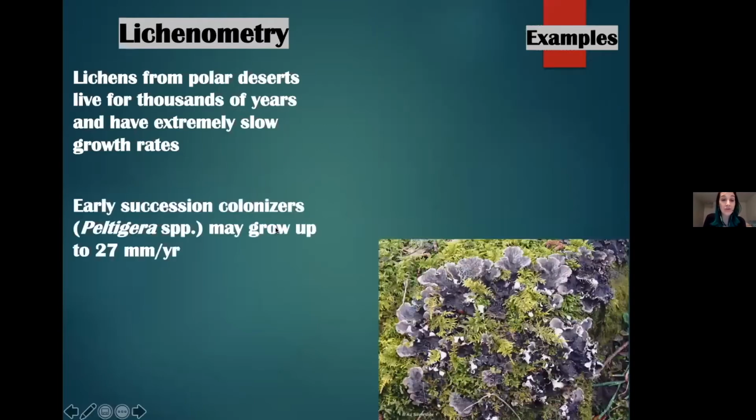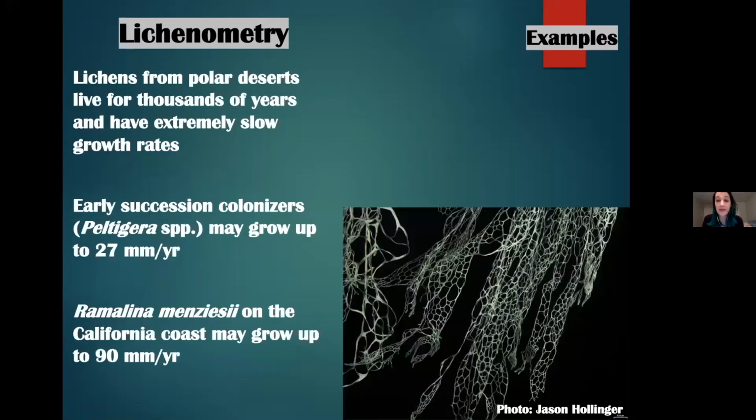But in contrast to that, early colonizers, such as this species of Peltigera that is found in several different species here in Texas, may grow a lot per year. They might not be growing as fast as a plant. Now it is spring. Sometimes you plant a seed, and in a couple of days you already start seeing the seedling. So maybe it's not that fast, but they still cannot be considered slow growers. Another example is the California state lichen, Ramalina menziesii, which may grow up to 90 millimeters per year.